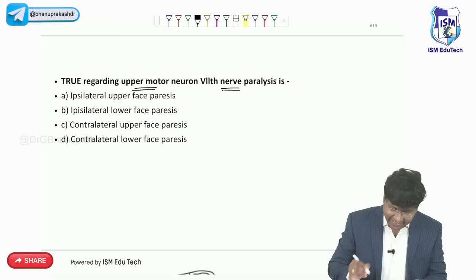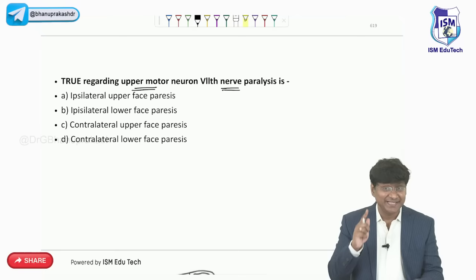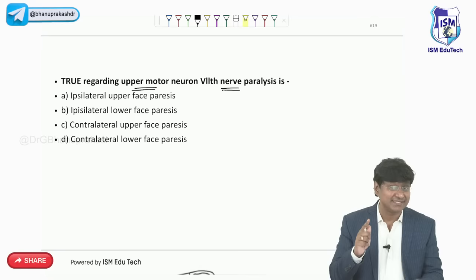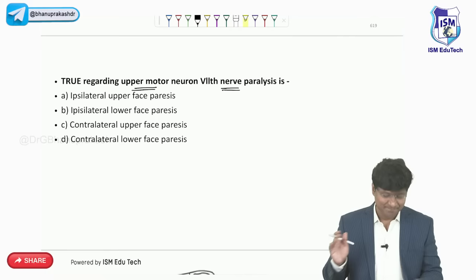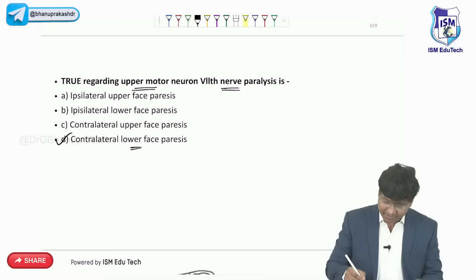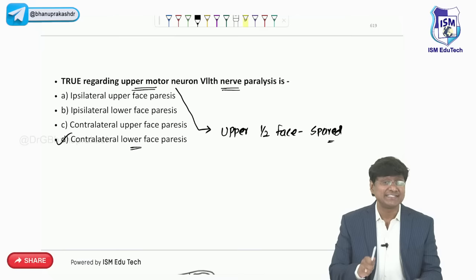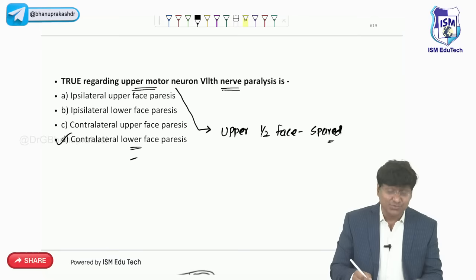True regarding upper motor neuron seventh nerve paralysis is? So please remember, in case of upper motor neuron paralysis, what is the mnemonic that you have to remember? In upper motor neuron paralysis, the upper half of the face will be spared. And what is affected then? Contralateral lower half paresis will be there. So remember, in upper motor neuron paralysis, the upper half of the face is being spared, right? What is affected in seventh nerve palsy, UMN lesion? It is only the lower half of the face that is being affected.